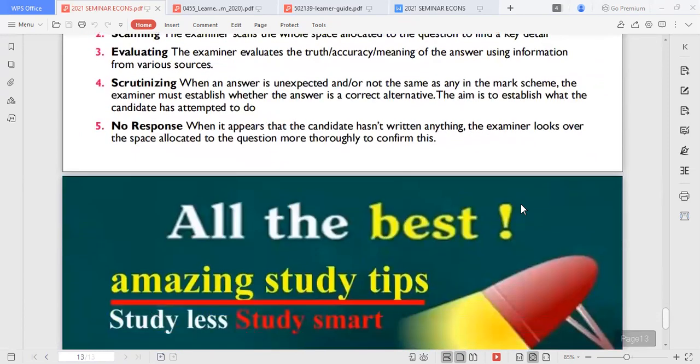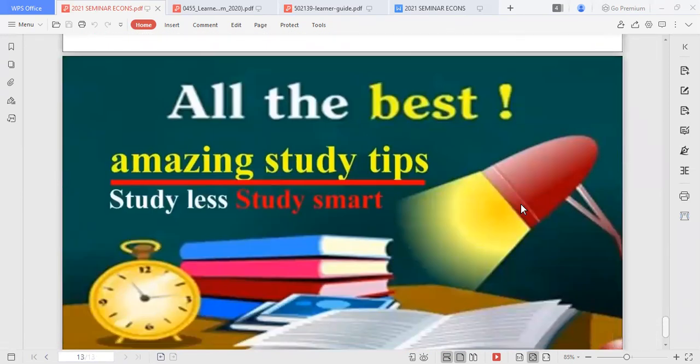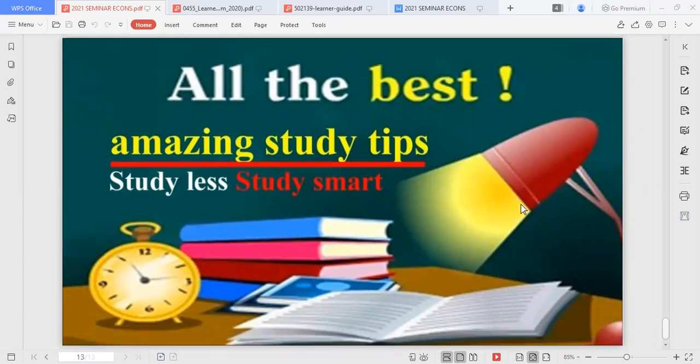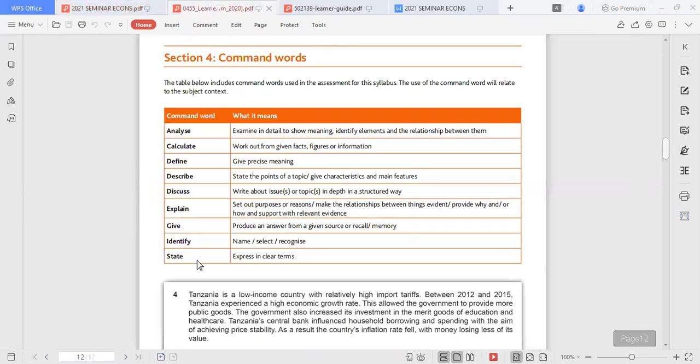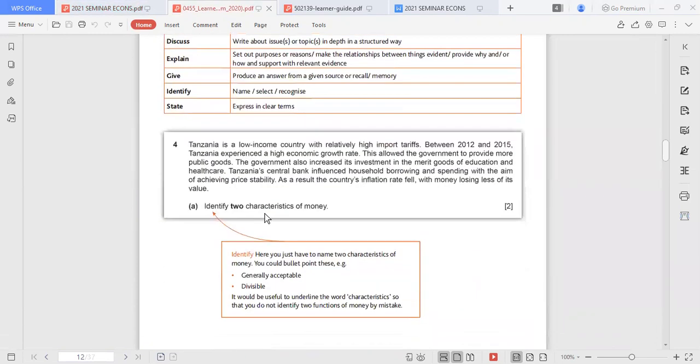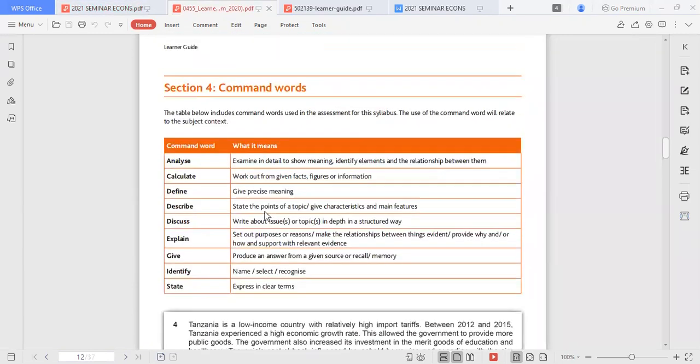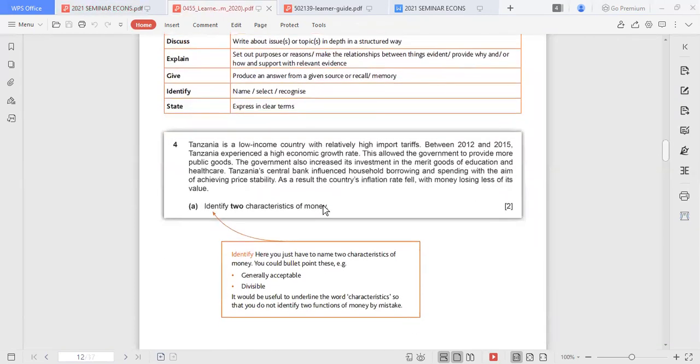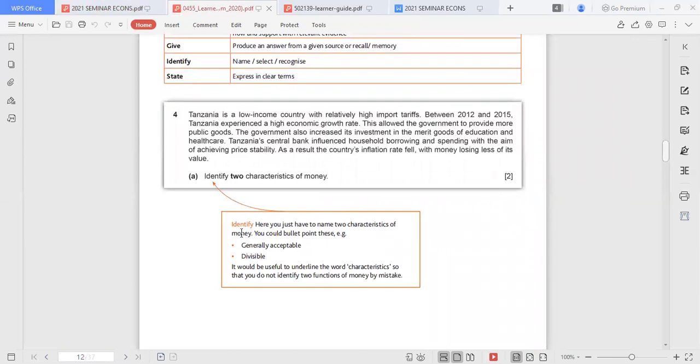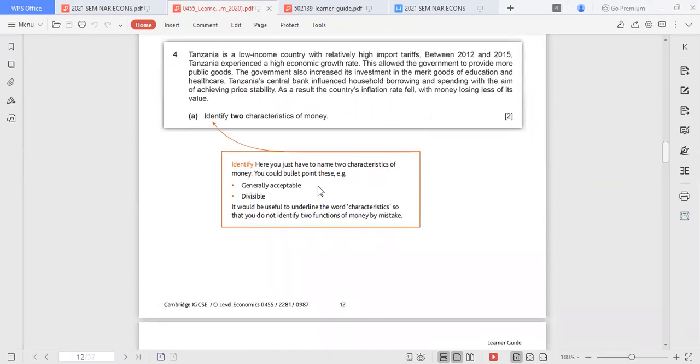This is from the slides. Okay, as I said, amazing study tips: study less, study smart. That is the best. Next, we are going to look into the learning guides, meaning that just now we were looking into the command words, am I right? So now I'm going to tell you, when you're talking about identify, you have to name two characteristics of money. It can be in a bullet point. Identify.